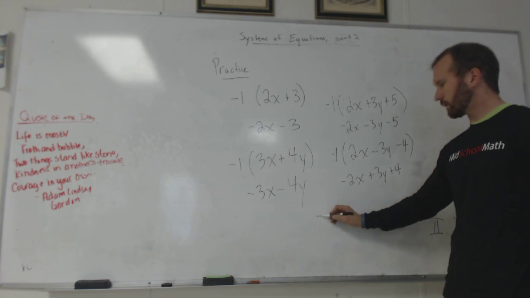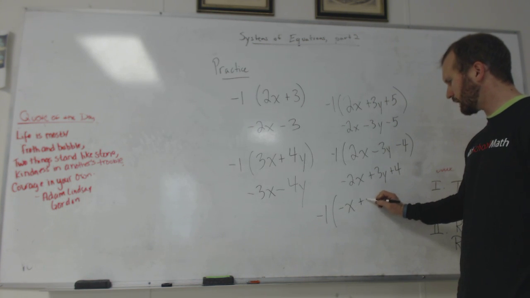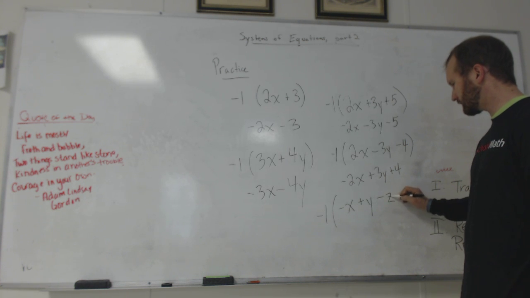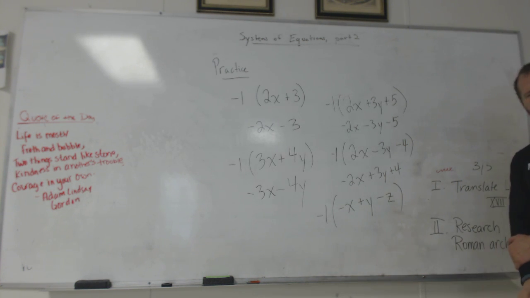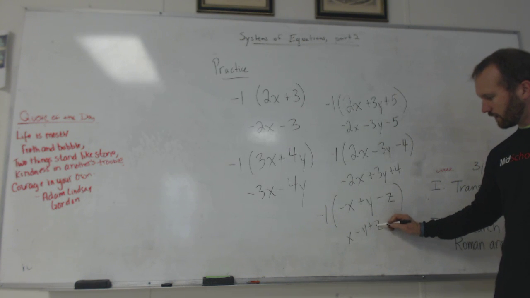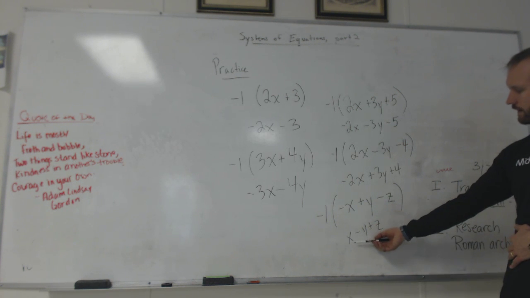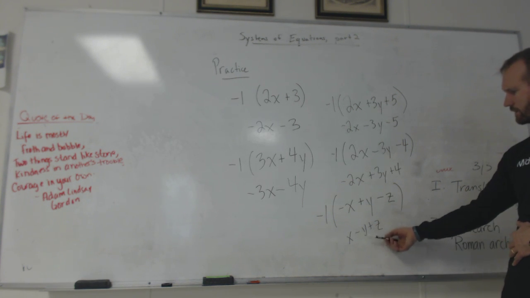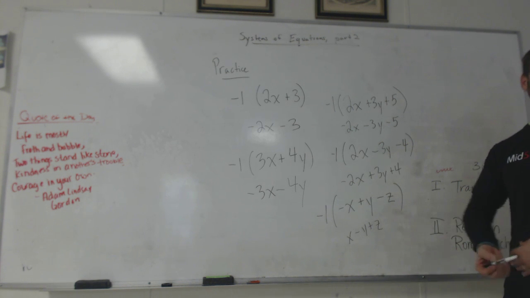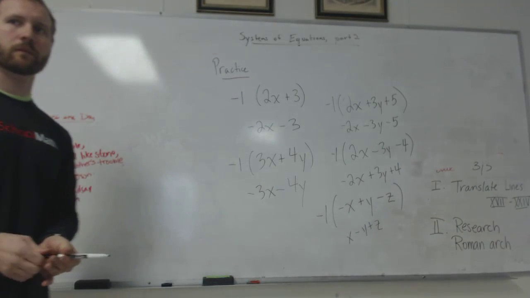What if I had this one? -1 times -x plus y minus z. What did I get there? x minus y plus z. We're just switching all the signs, right? The x had a negative, now it's a positive. The y was a positive, now it's a negative. The z was a negative, now it's a positive. Switch them up. Anyone want to take a picture of that? Go for it.